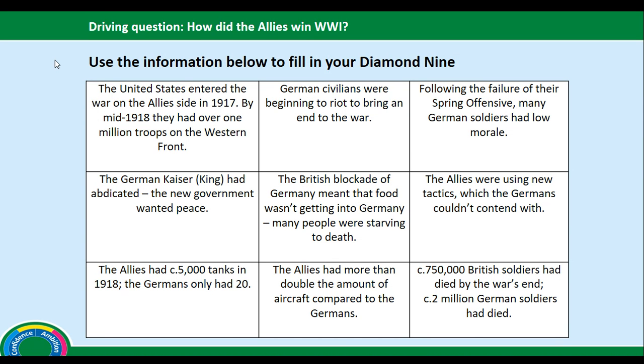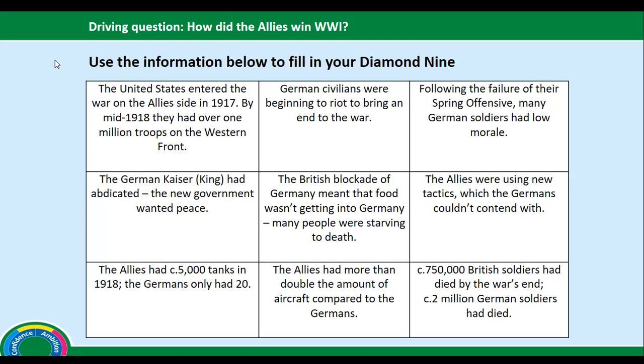Use this information below to fill in your Diamond 9. The United States entered the war on the Allies' side in 1917. By mid-1918, they had over 1 million troops on the Western Front. German civilians, so German people, were beginning to riot to bring an end to the war. Following the failure of their spring offensive, many German soldiers had low morale.